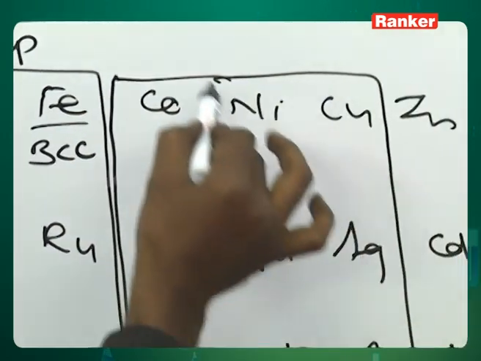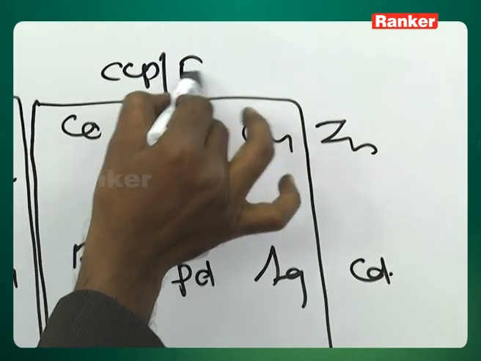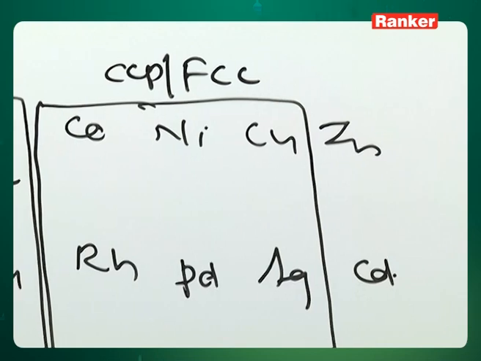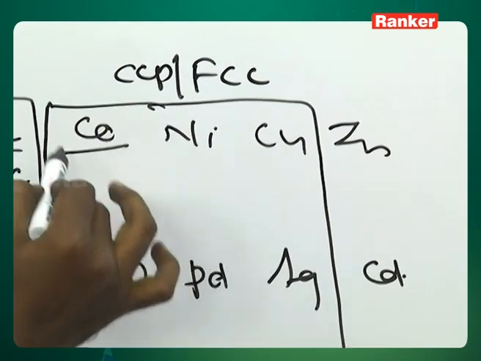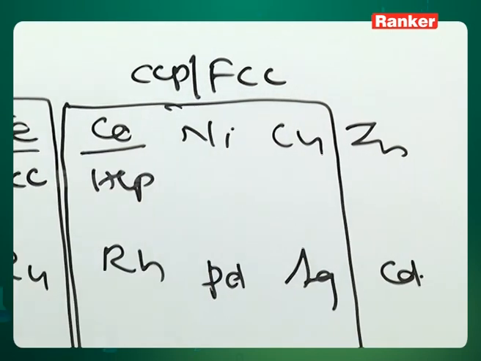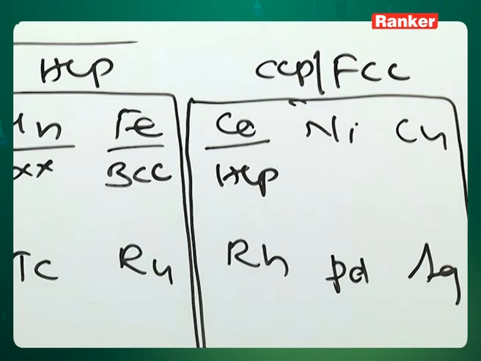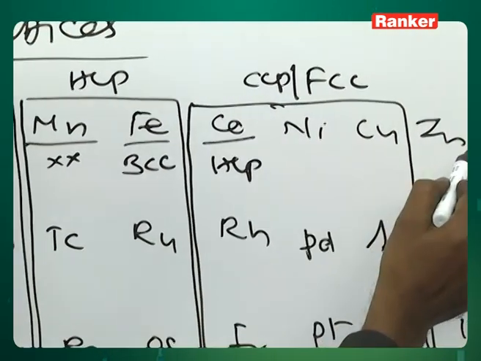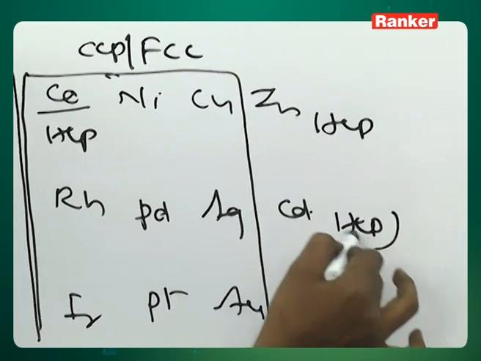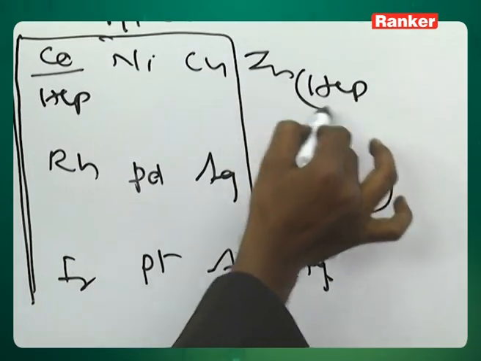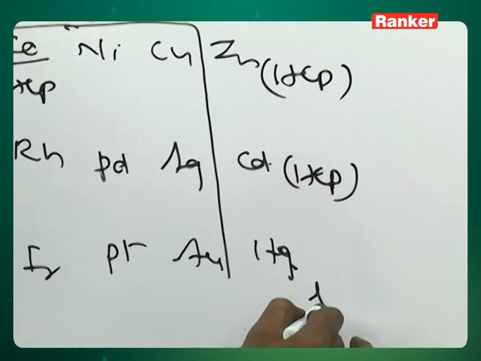You might be knowing complex compounds. Let me write one or two. K4[Fe(CN)6], potassium ferrocyanide, and K3[Fe(CN)6], which we call potassium ferricyanide. It is ferricyanide with iron plus 3, and ferrocyanide with iron plus 2. Like this, most of the d block elements are highly capable of forming complex compounds due to these reasons.